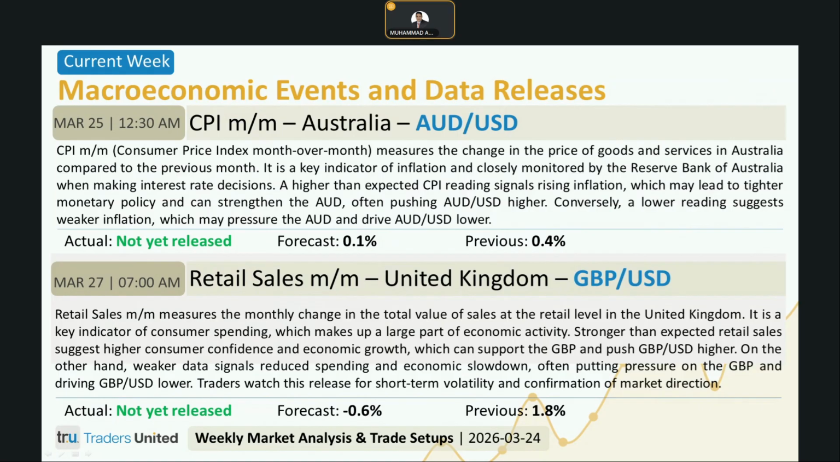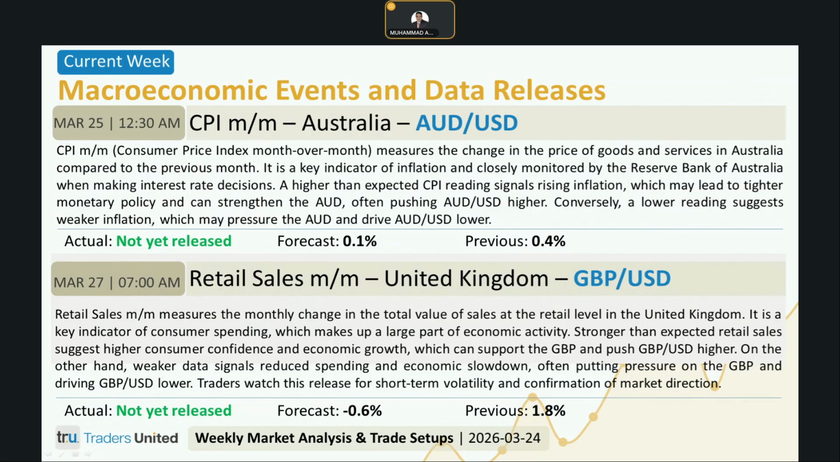Stronger than expected retail sales suggest higher consumer confidence and economic growth, which can support the British pound and push the GBP/USD higher. On the other hand, weaker data signals reduced spending and slower economic activity, which may weaken the British pound and drive the GBP/USD lower.